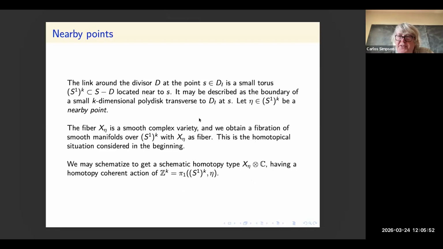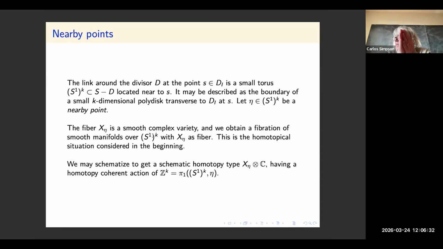Now, on the other hand, we can also look at the link around that point, which is a small torus. It can be described, sorry, that shouldn't be boundary. It's like the multi-boundary of the k-dimensional polydisk. It's not the boundary; it's the multi-boundary. Take a nearby point, and so we're going to get a fibration over a k-dimensional real torus, and the fiber is the general fiber, right? So that's the homotopical situation we were considering at the beginning.